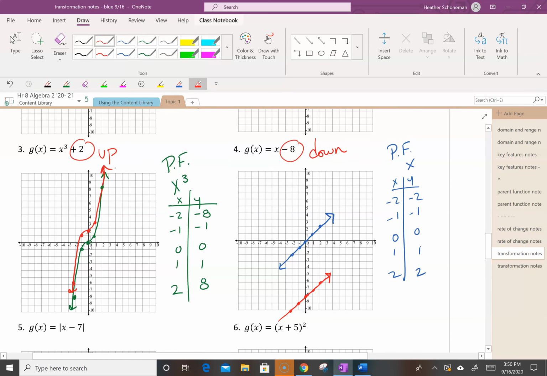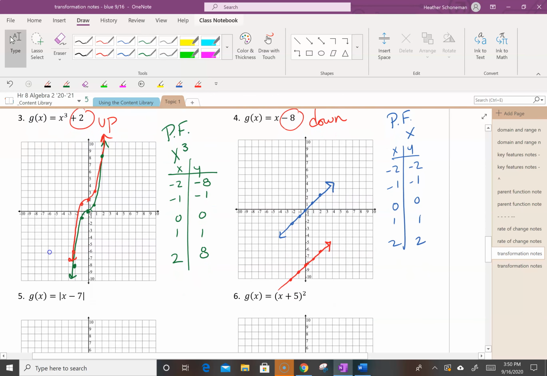Okay, on the fourth one, the parent function it most closely relates to is the linear one, y equals x. So I made the table for those. Remember, when y equals x, all the x's and y's match. So my blue graph is the original parent function. Then when I look at my new function, g of x, I can see that that graph has been shifted down 8 points. So I'm redoing my graph, shifting it down 8 points.